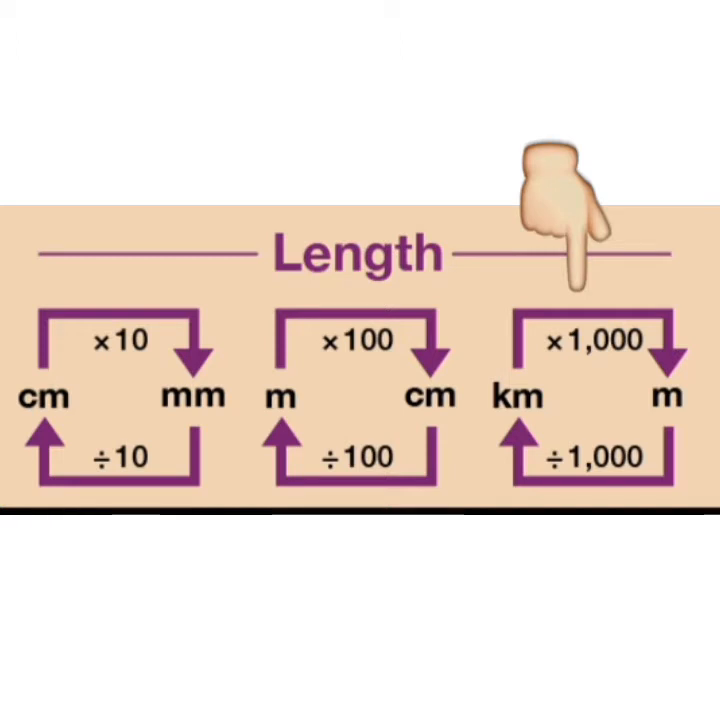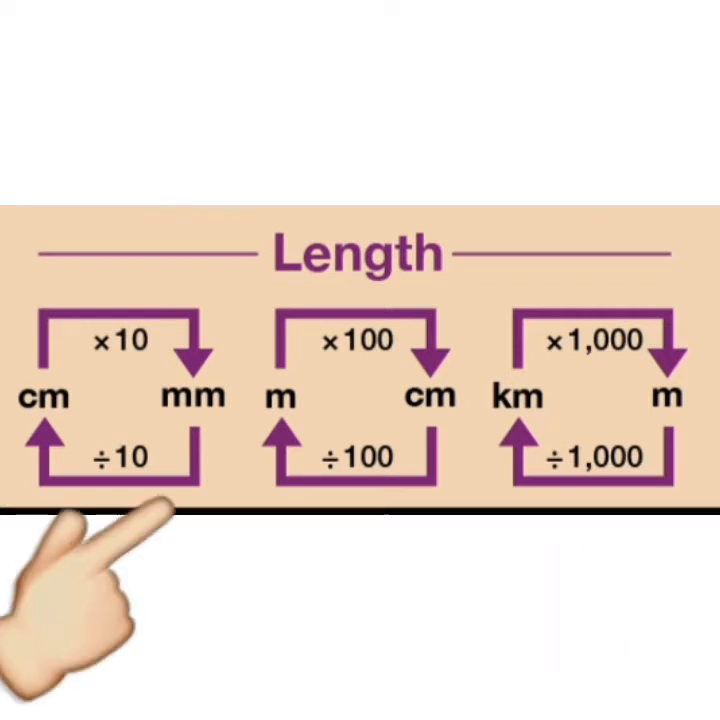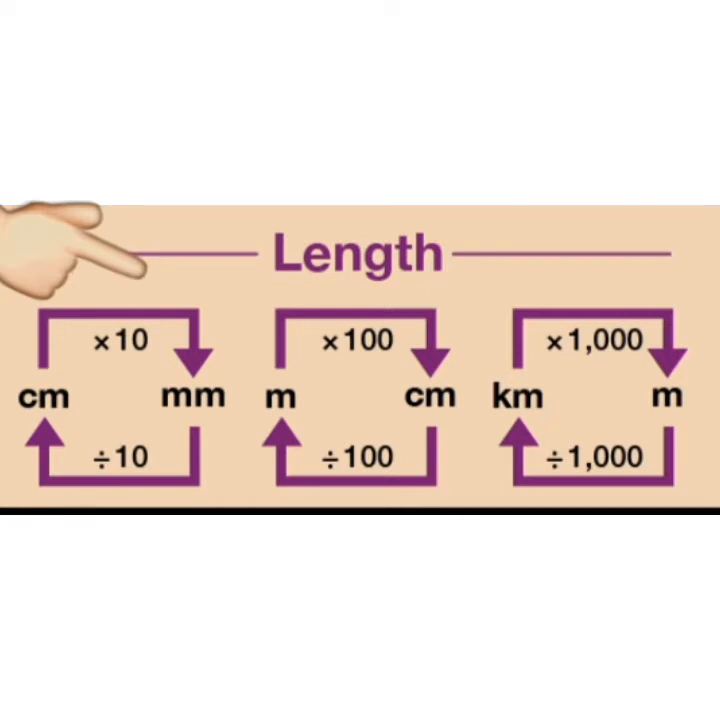Next, when we move from kilometer to meter, we multiply by 1000, and when we move from meter to kilometer, we divide by 1000. Students, in short we can say when we move from smallest to greatest, we divide, and when we move from greatest to smallest, we multiply.